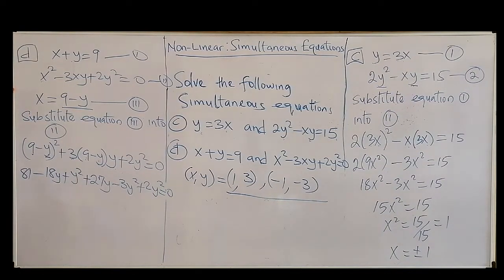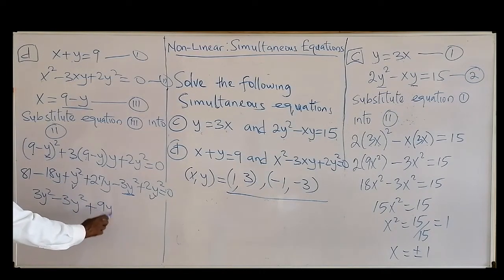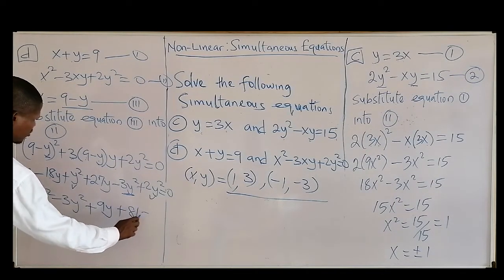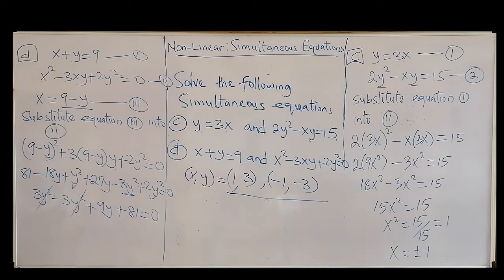Okay, so what we do now, this one, y squared plus 2y squared, that's 3y squared. Then minus 3y squared. So this one and this one cancel. Followed by minus 18y plus 27y. That's plus 9y. And then plus 81 equal to 0. So this will be 9y equal to minus 81.